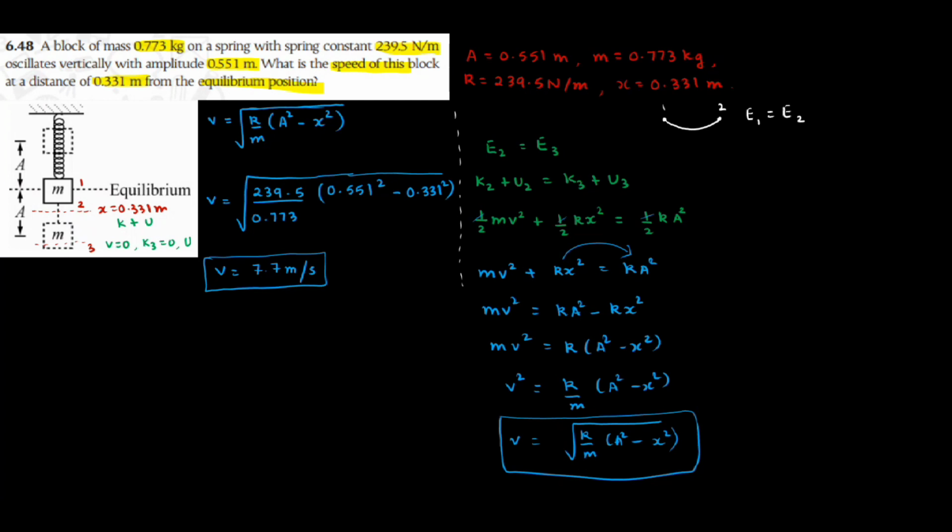Question 6.49. A spring with k equals 10.0 Newton per centimeter is initially stretched 1 centimeter from its equilibrium length. Part A is asking you how much more energy is needed to stretch the spring 5 centimeter beyond its equilibrium length. So let's first start with part A.